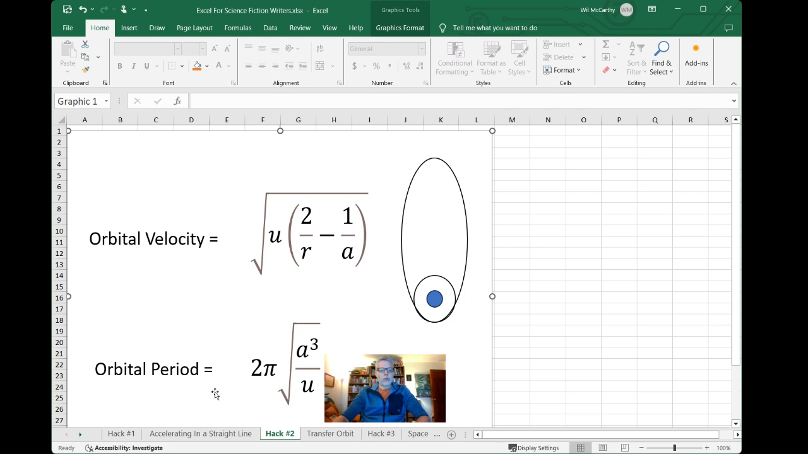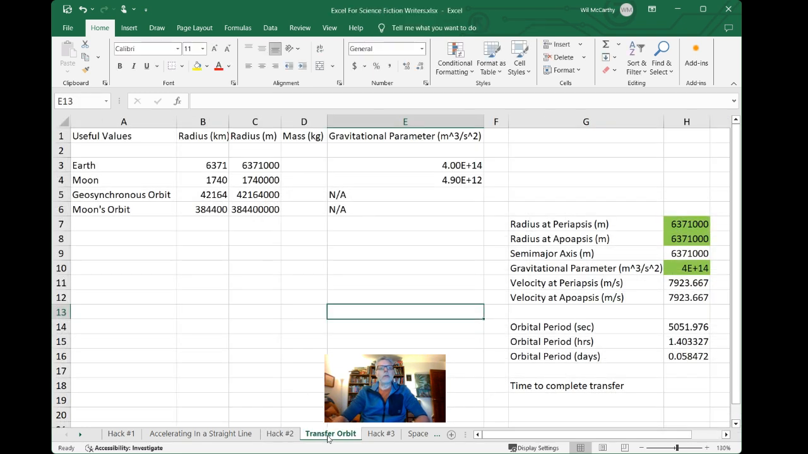So the orbital period, which is how long it takes you to complete this orbit or this orbit, is 2 pi times the square root of the semi-major axis cubed divided by that same gravitational parameter. Now, these are pretty simple equations. They might look a little scary, but we can easily demonstrate them in Microsoft Excel or any other spreadsheet program of your choice.